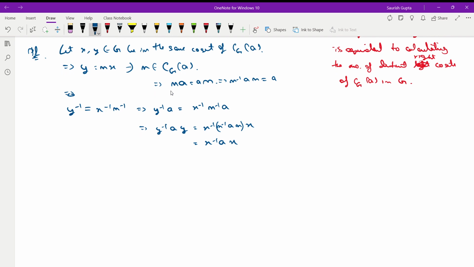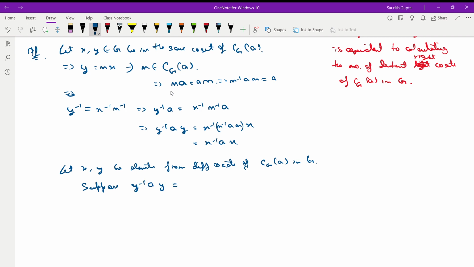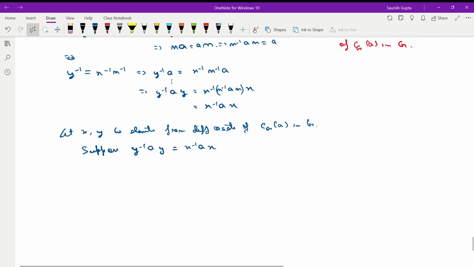What if I choose two different elements, in the sense two elements from different cosets? So let x and y be elements from different cosets of the centralizer of A in G. Suppose they give the same conjugate, so y inverse A y and x inverse A x. I'll probably reach some point of contradiction.